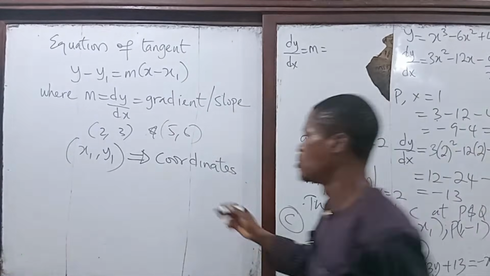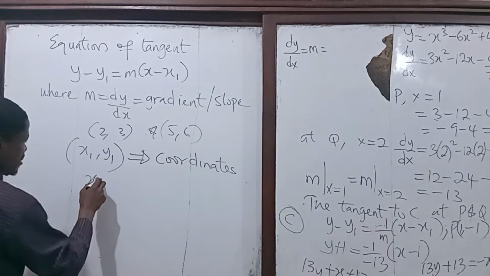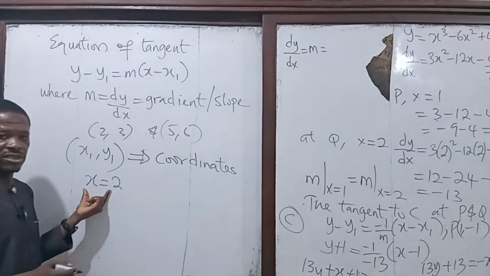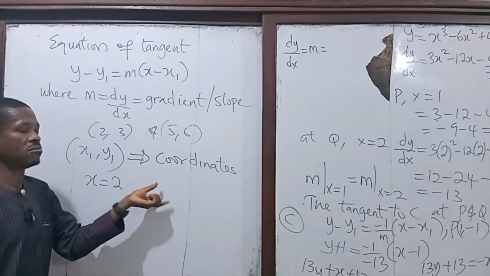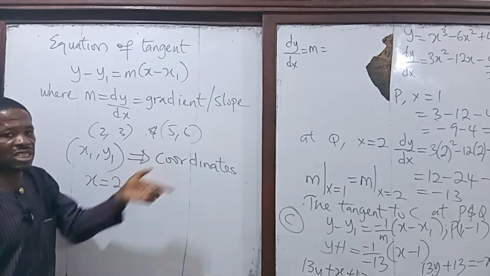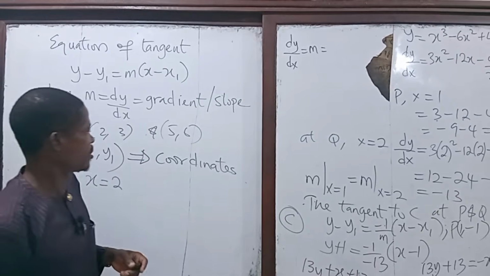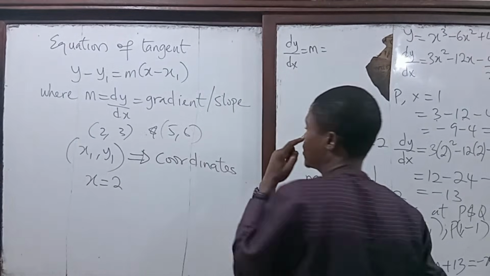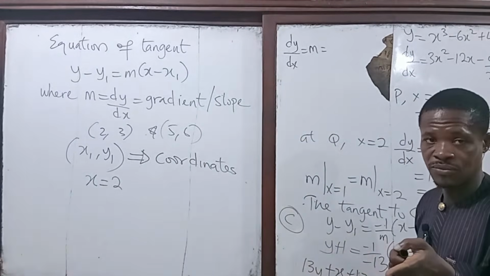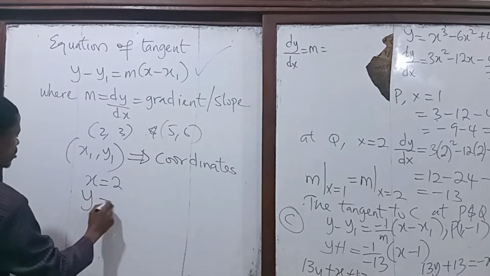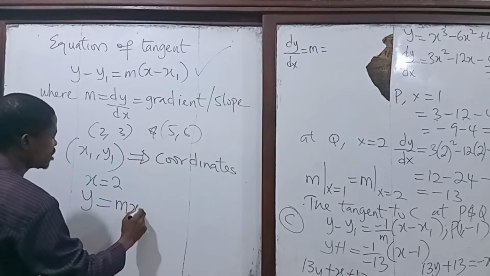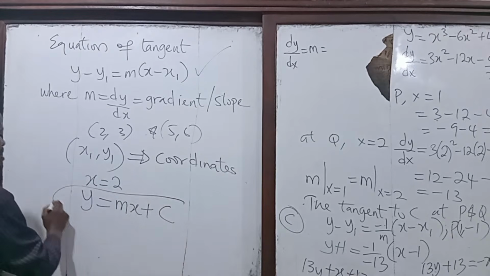Some questions will give you one point, maybe x is equal to 2, then you get the y by making substitution into the given function. So that's that on the equations of tangents. You can as well use this equation to get the equations of tangent.